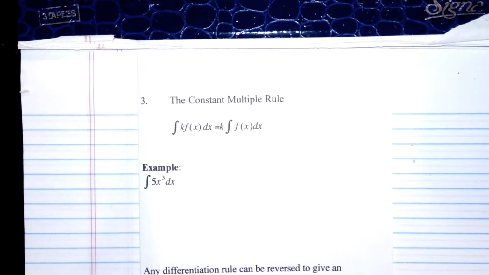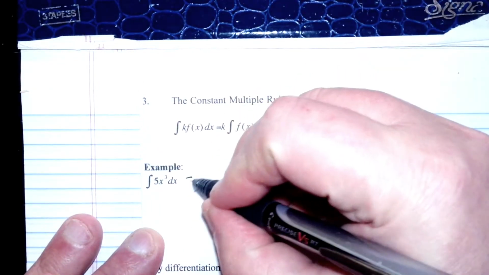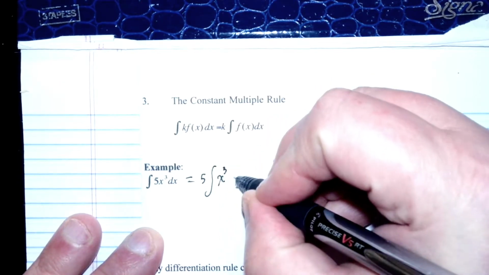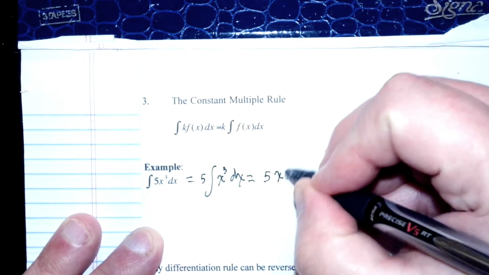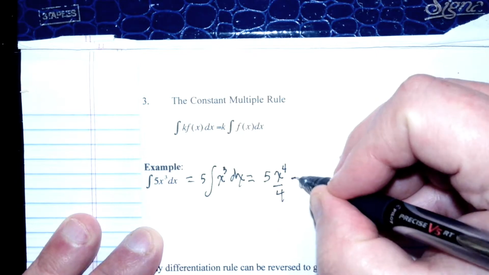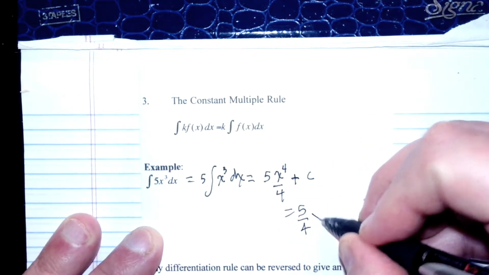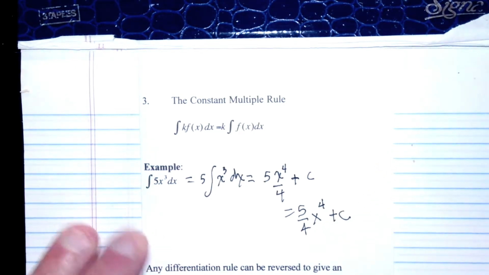We've got the integral of 5x cubed with respect to x. So I am going to pull that 5 out. And I'm going to integrate x cubed with respect to x. And I'm getting 5/4 x to the 4th plus c.